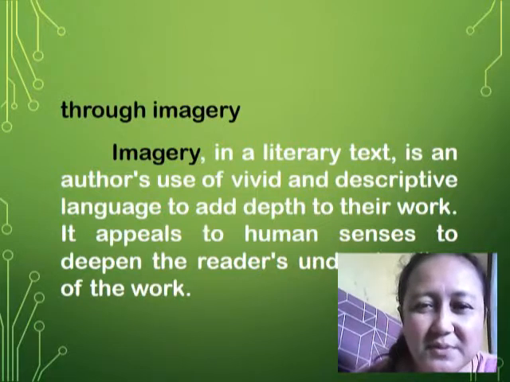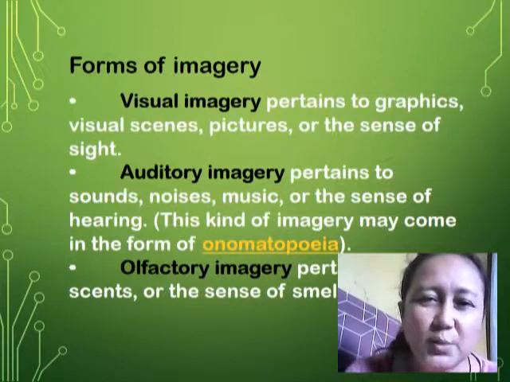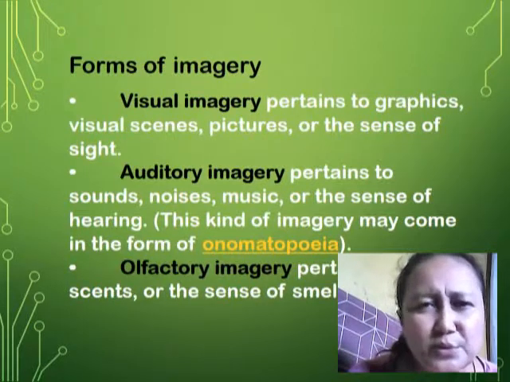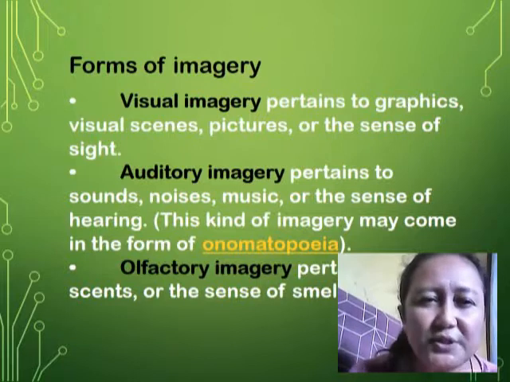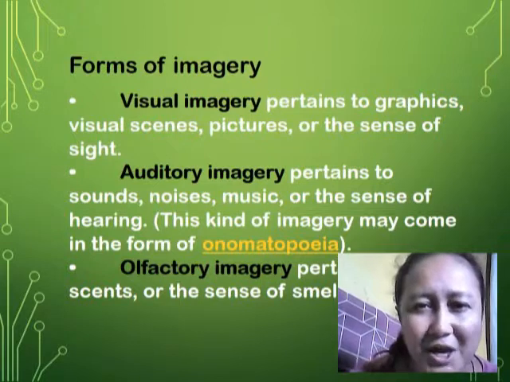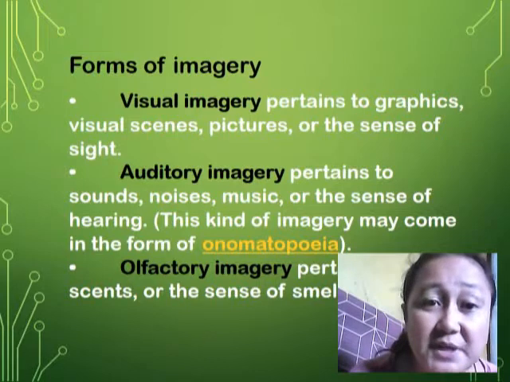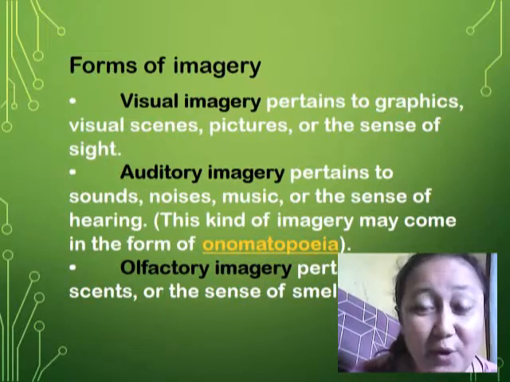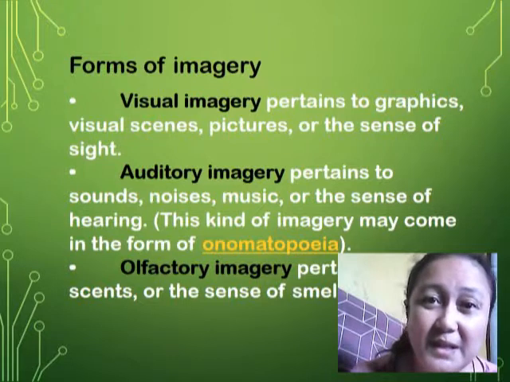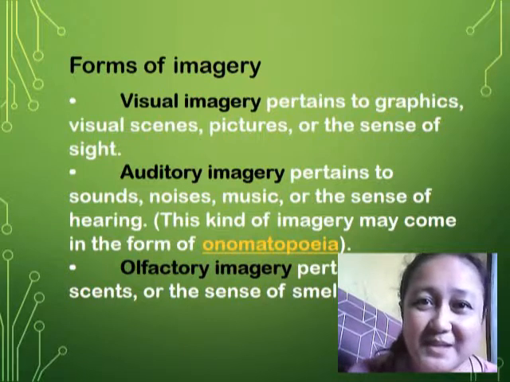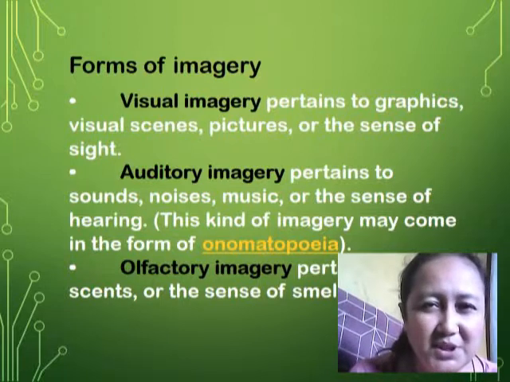So the forms of imagery. We have visual imagery that pertains to graphics, visual scenes, pictures, or the sense of sight. For example, we describe the size, the shape, the color of an object. And then auditory imagery. It pertains to sounds, noises, music, or the sense of hearing. This kind of imagery may come in the form of onomatopoeia. For example, the screeching of a car, the banging of the door. That is auditory imagery, whatever sound that we hear.